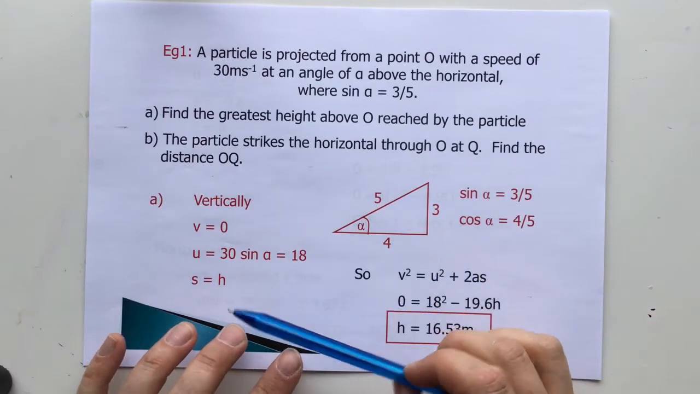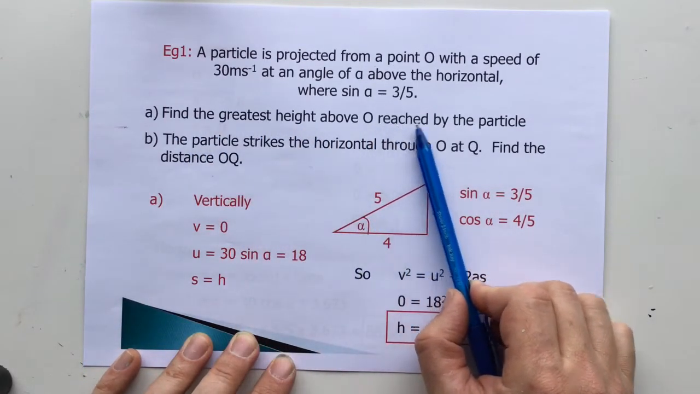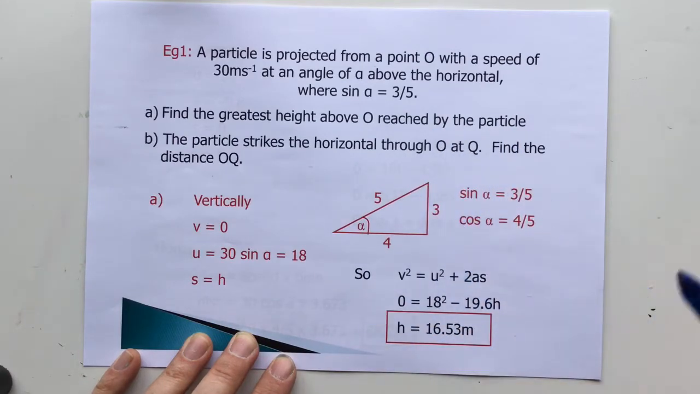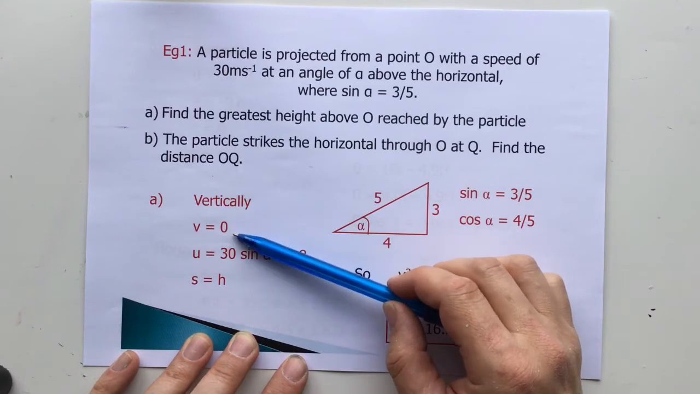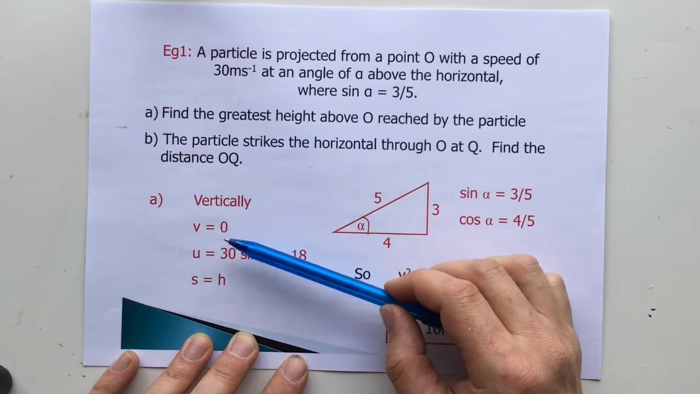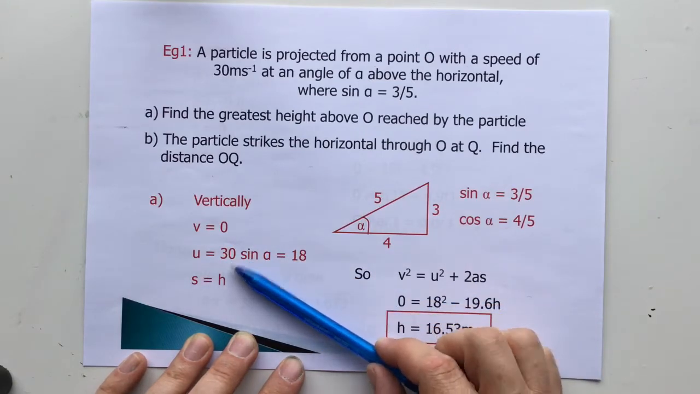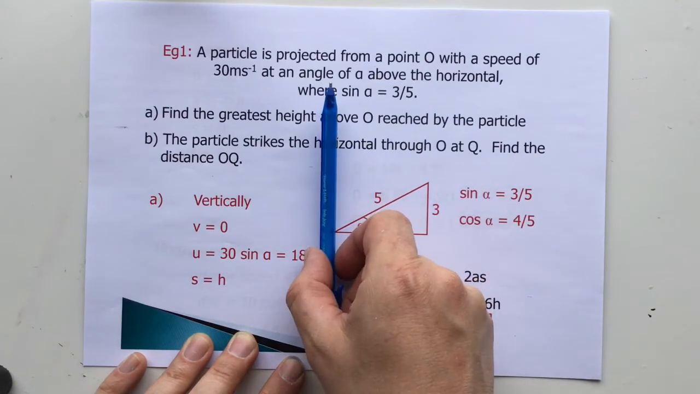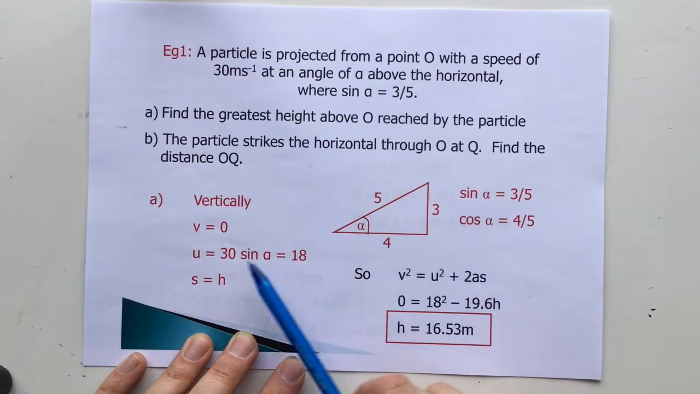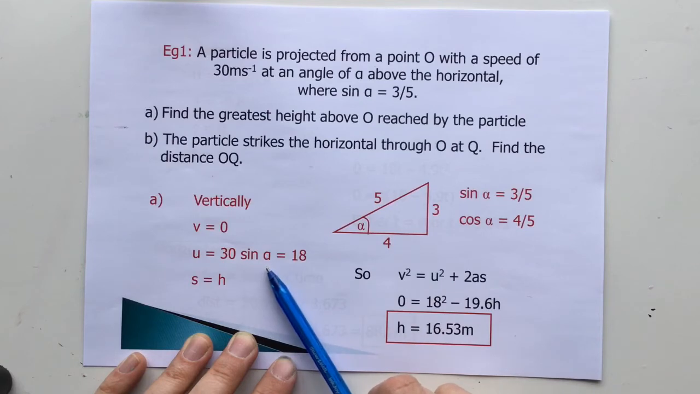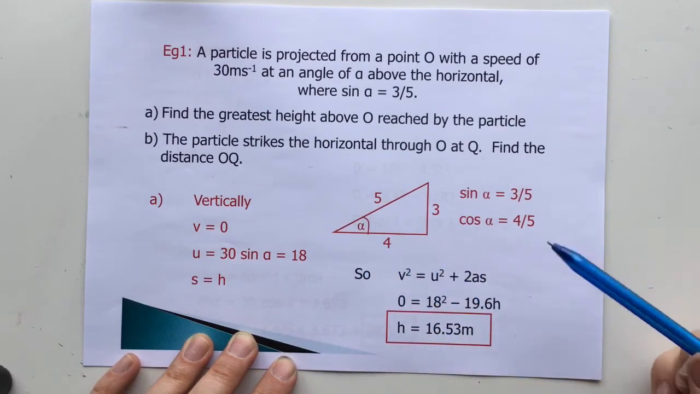So let's look at this vertically and horizontally, because we're asked to find the greatest height reached by the particle. And at the greatest height, we know that vertically the velocity will be 0. Now vertically, its initial velocity was 30 sine alpha, and I know that sine alpha is 3/5. So 30 times 3/5 is 18. So its initial vertical velocity is 18 up.